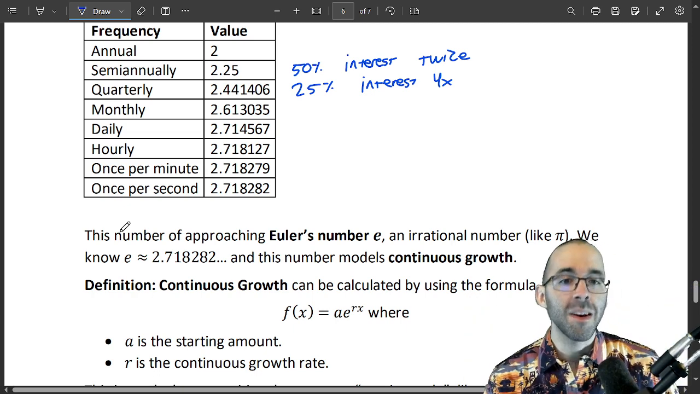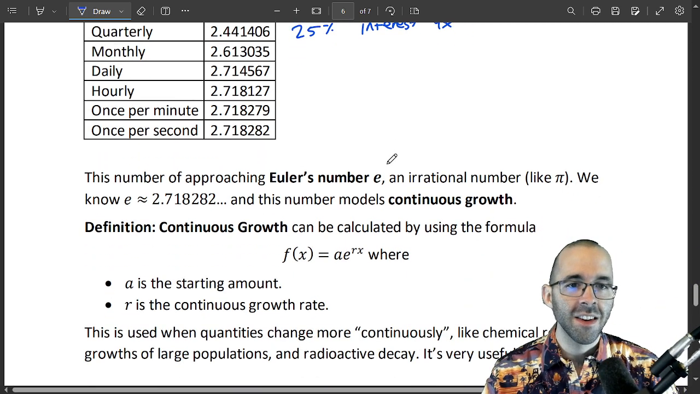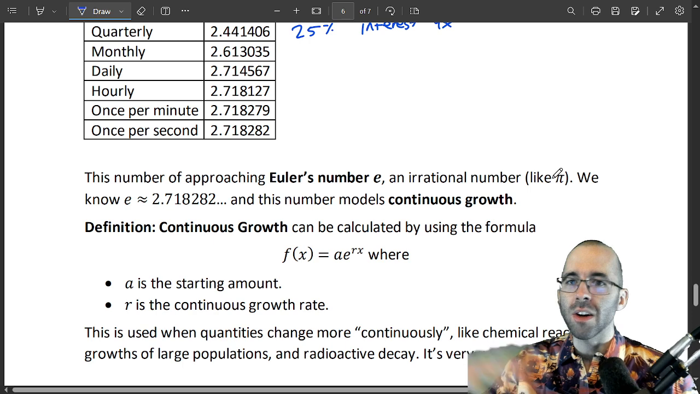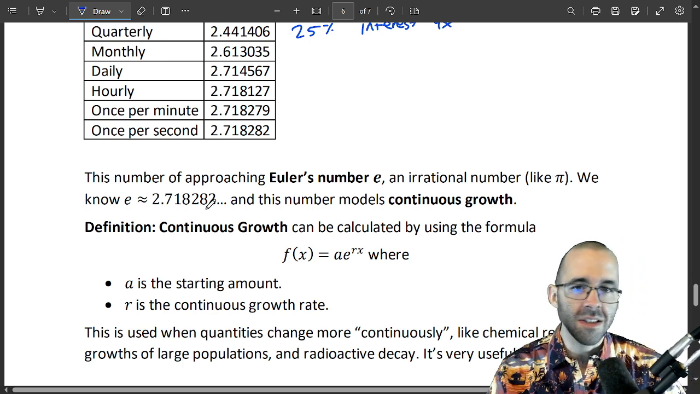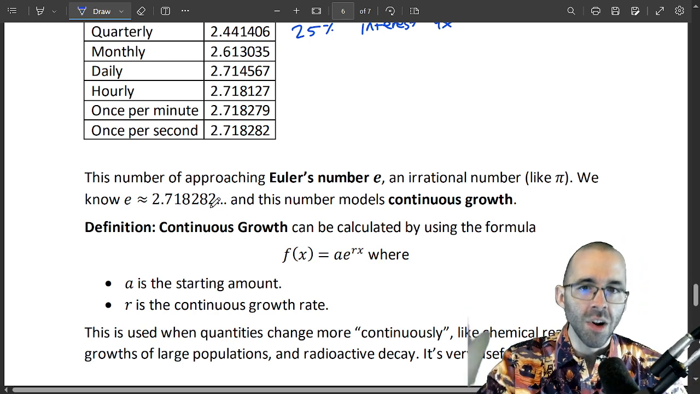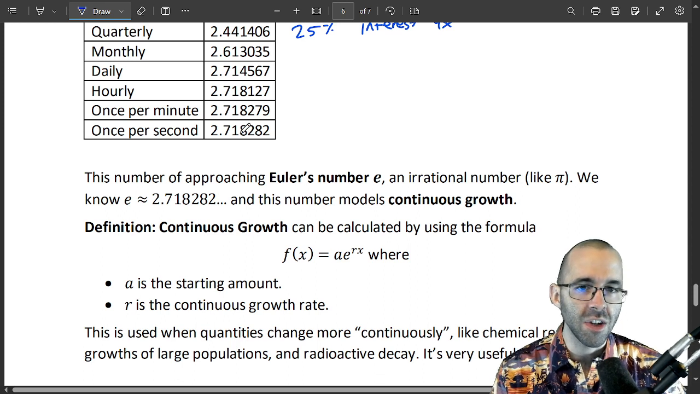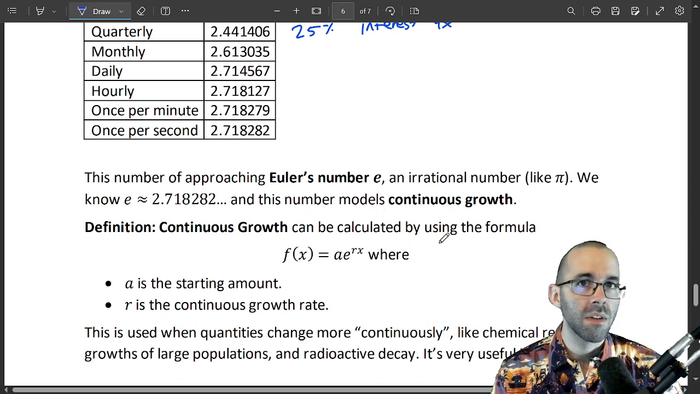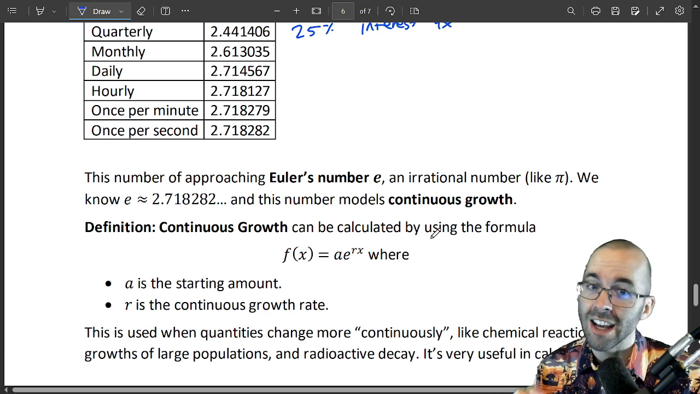This is a very special number called Euler's number. It looks weird to say number E, but it's a number just like pi, an irrational number. It goes on forever: 2.71828, and so on. So it's a very special number that we're approaching. And we use this number to model continuous growth. It's also very useful in calculus.